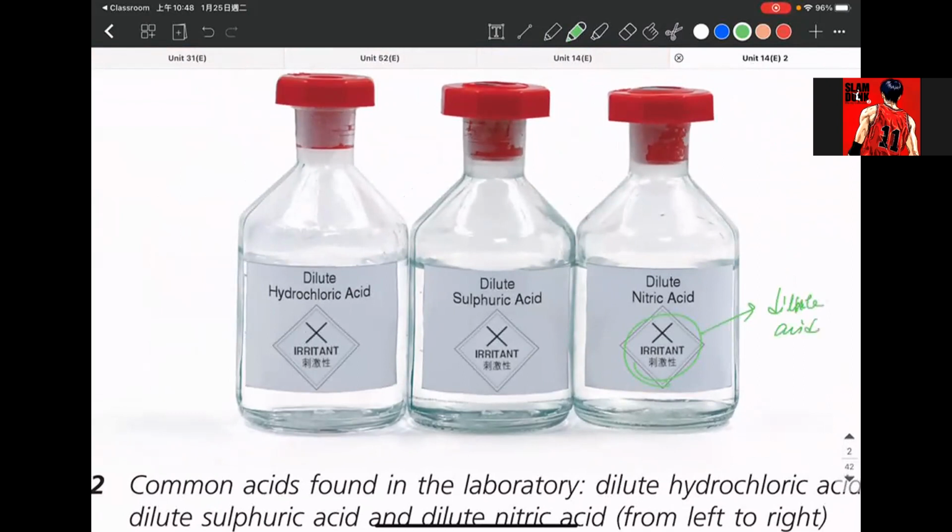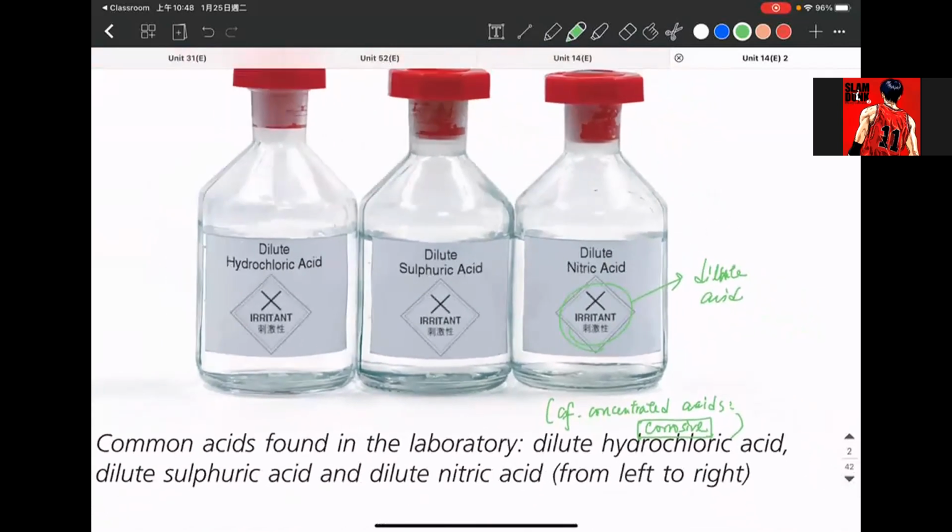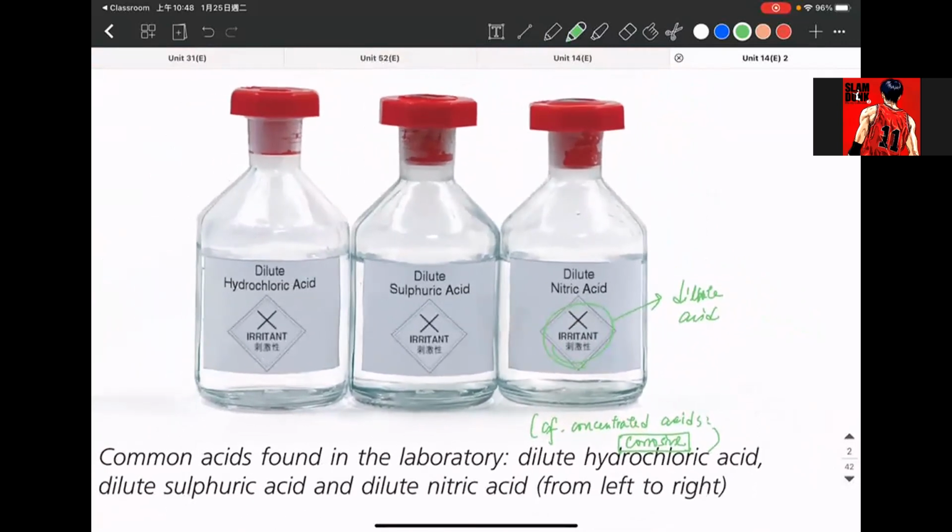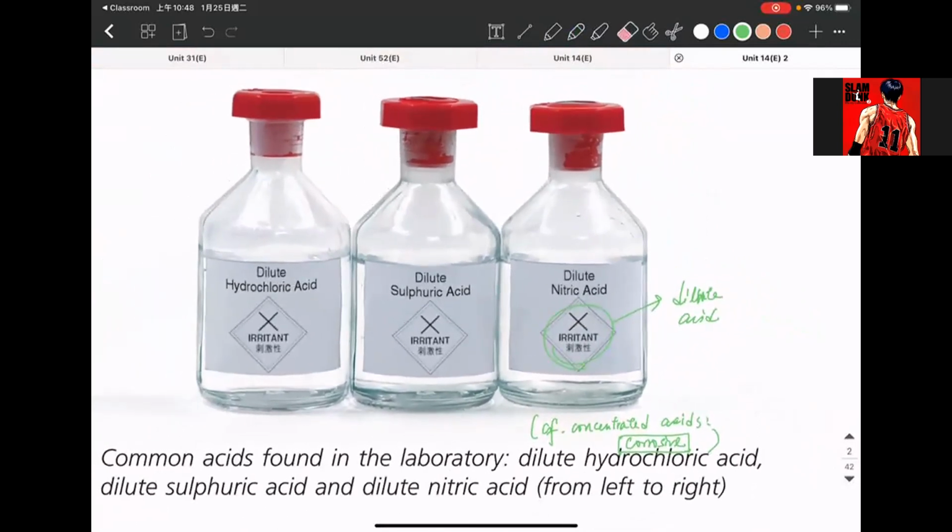Okay. But if you want to talk about the concentrated acids, you would use another hexa warning. We will use the word corrosive. For Form 2, while we study acids, we do not tell it so specifically, so clearly, about when to use irritant and when to use corrosive. At that moment, could you please mark it down?